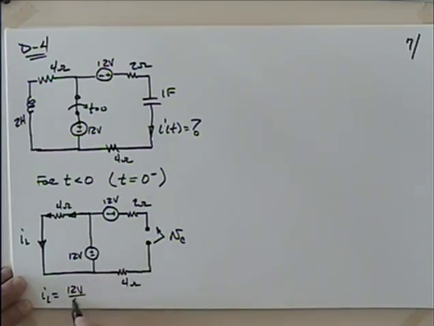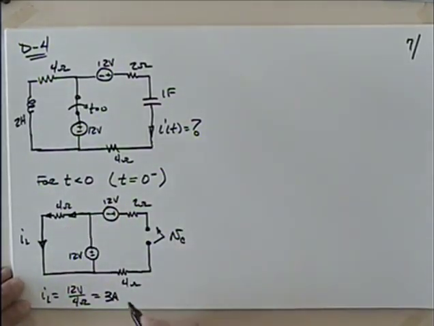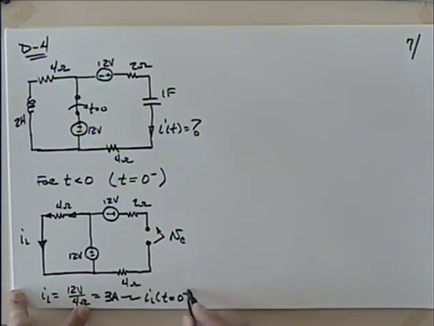I've got 12 volts, I've got 4 ohms, so I've got 3 amps. And it's important to note the direction of that. It is going down. Okay, so this is I of L at t equals 0 minus. I wanted to be very specific. Let's see, V sub C.